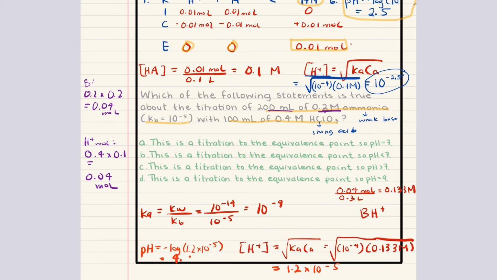For step 6, we finish up and we do a sanity check. Everything is consistent with this well-known pattern. Strong acid, weak base titrations are going to have acidic equivalence points. Therefore, the correct answer here is B. This is a titration to the equivalence point, so pH is less than 7. And with that, we've completed this lecture.